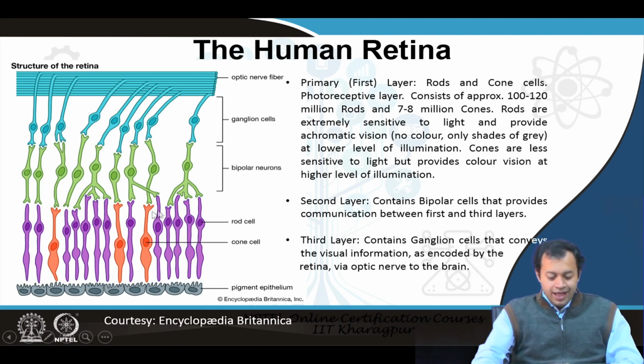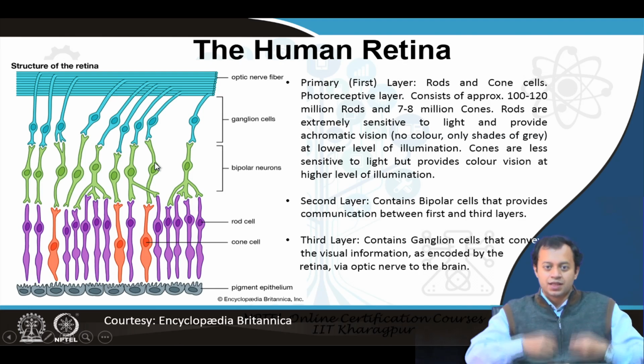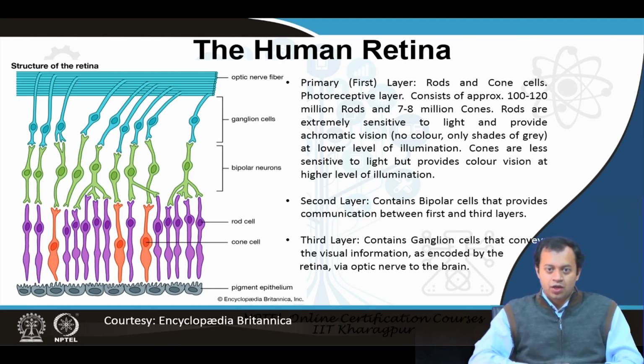Okay. Then there are these bipolar neurons, or bipolar cells, that are basically intermediaries that connect these rod cells and cone cells with ganglion cells. Okay, these are the intermediaries, they are the interconnects. Electronics engineers or electrical engineers know why we require interconnects in electronic circuits.